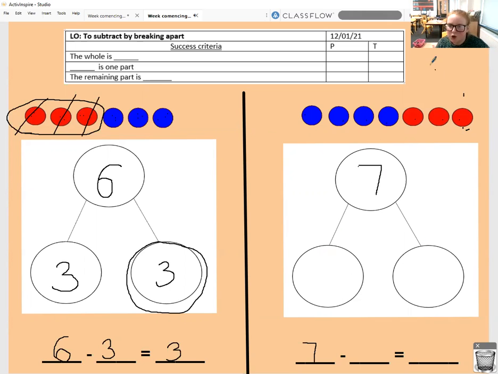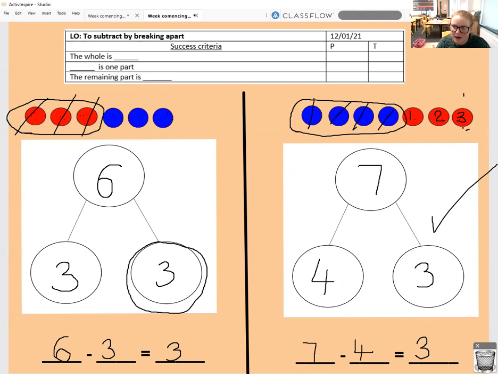7 subtract. What is my first part? Well, here I can see that my blue counters are my first part. And how many are there? 1, 2, 3, 4. So 7 subtract my first part, which is 4. My first part is going to go here. 7 subtract 4 equals my remaining part. So what is my remaining part? Let's have a look at my counters. I've already subtracted my first part. My remaining part is my red counters. I know there's 1, 2, 3 red counters remaining. So 7 subtract 4 equals 3.